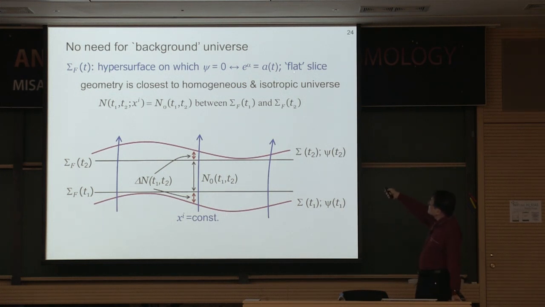Now, of course, this psi equals zero gauge is actually not really flat. If you go to highly nonlinear order, even if this is zero, you have non-trivial curvature. So spatial curvature equals zero is not equal to psi equals zero. But if you introduce some new terminology, it makes things more complicated. So we just call it flat slice, although it's not exactly flat. It's flat in the linear limit. But anyway, we can choose this psi zero gauge, which we call flat slicing. In this slicing, as you can easily see, the geometry is closest to a homogeneous isotropic universe, and the number of e-folds between slice 1 and slice 2 is exactly equal to the number of e-folds of the background.